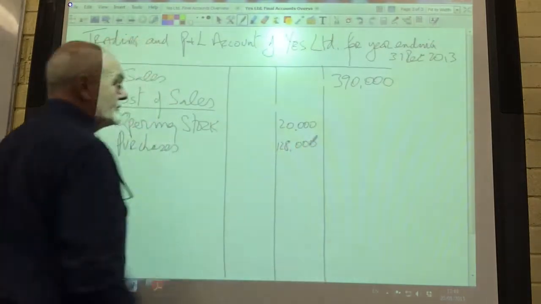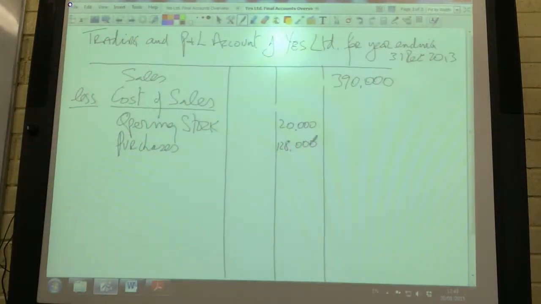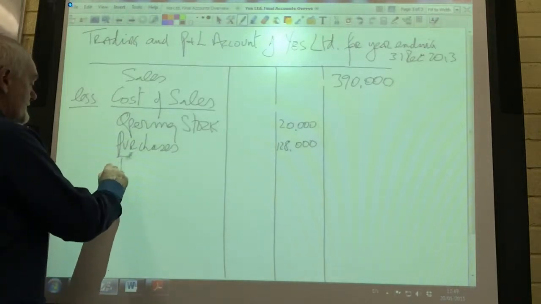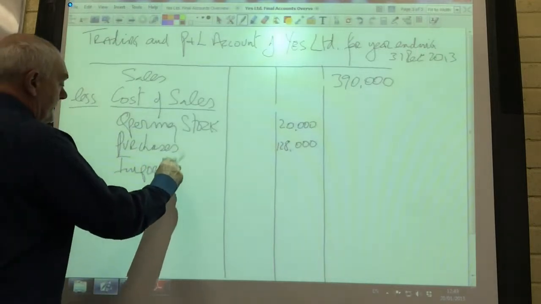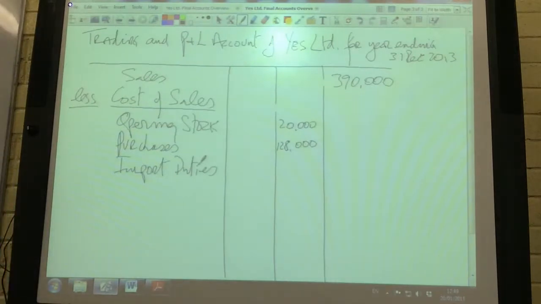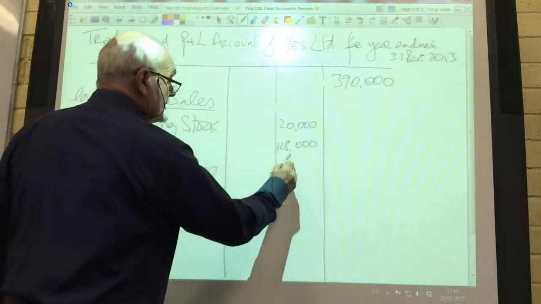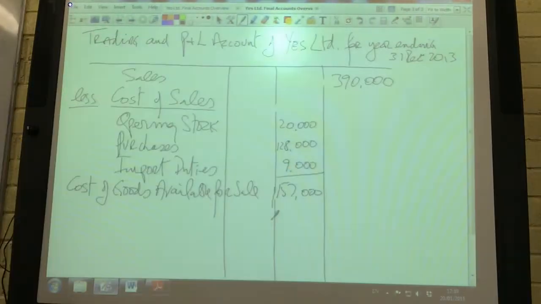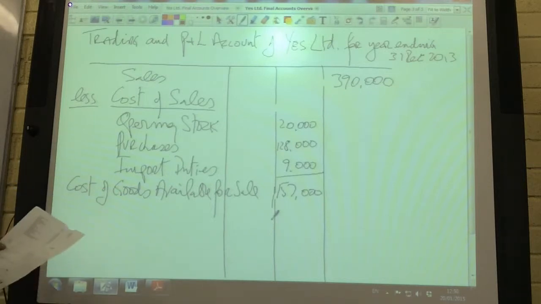And then we have no carriage inwards, we have no cost of getting our purchases delivered to us on the face of it anyway, but we do have import duties or customs duties. As we said in the last video, it's because being a shoe shop, a retailer, they've probably imported stuff from outside the EU and there'll be import duties on that. And in this question our import duties are 9,000. So we've got three costs of sales.